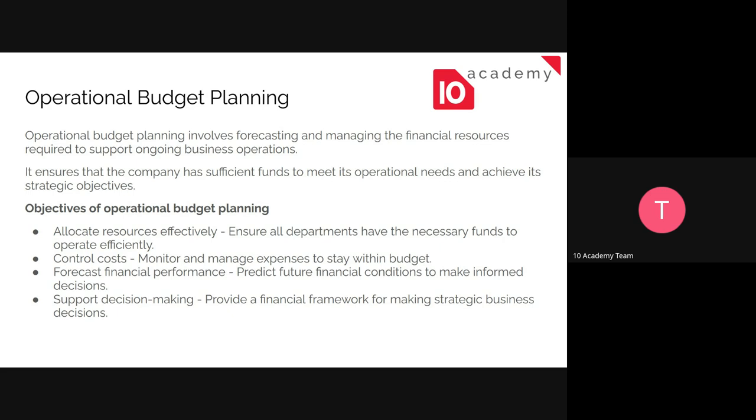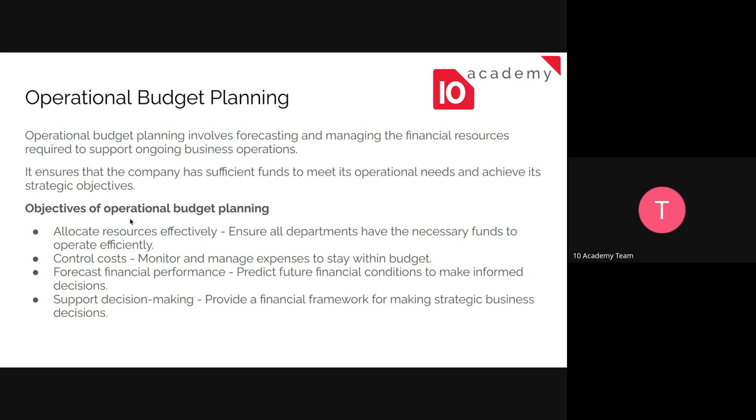So before we start, let's define what operational budget planning is, and the objective of budget planning and its importance. Operational budget planning involves forecasting and managing the financial resources that are required to support ongoing business operations for the future, of course. So in the future, how much money do we need in order to sustain or to grow or even to continue at the level that we are at in operations. The importance is it ensures that the company has sufficient funds or efficient capability in order to meet the operational needs and achieve its strategic objectives.